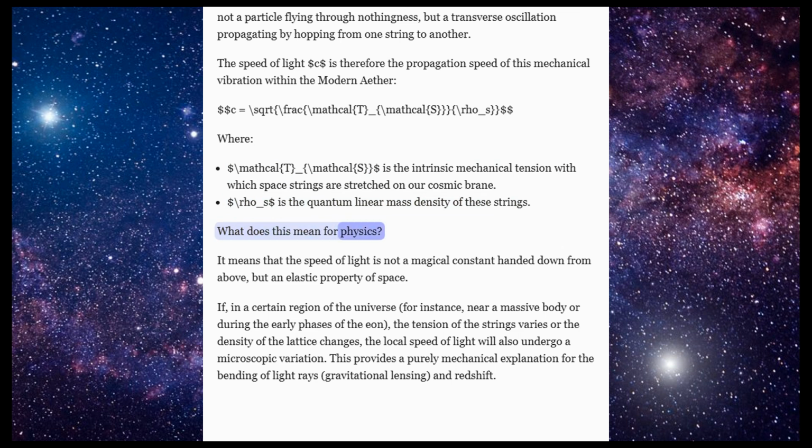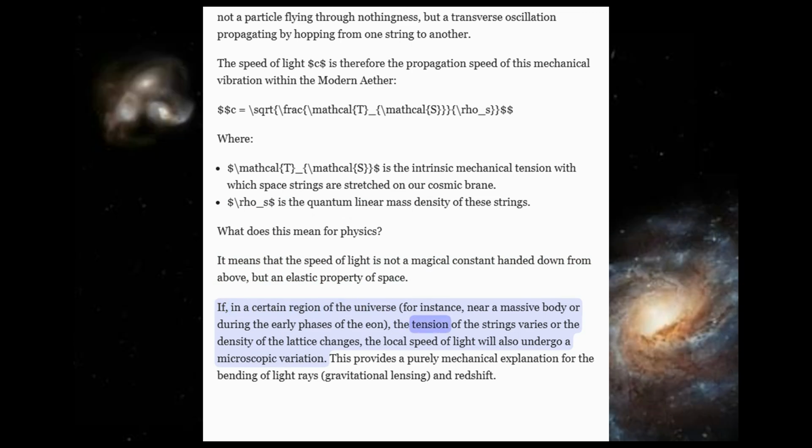What does this mean for physics? It means that the speed of light is not a magical constant handed down from above, but an elastic property of space. If, in a certain region of the universe, the tension of the strings varies or the density of the lattice changes, the local speed of light will also undergo a microscopic variation. This provides a purely mechanical explanation for the bending of light rays in redshift.